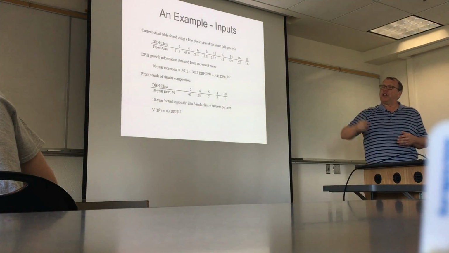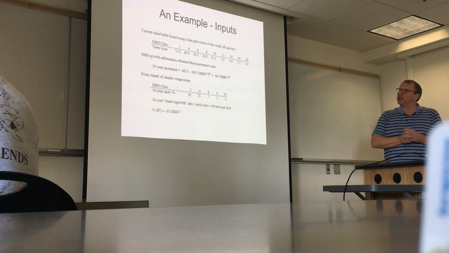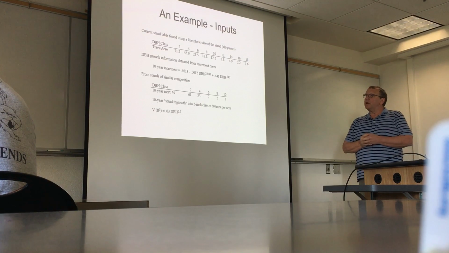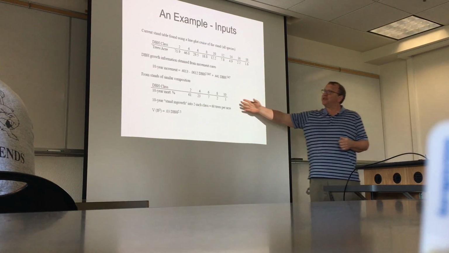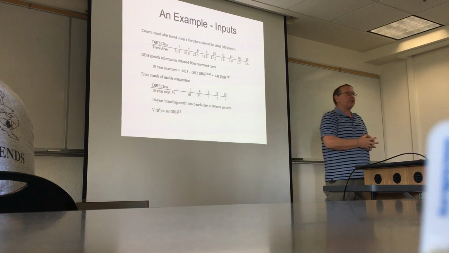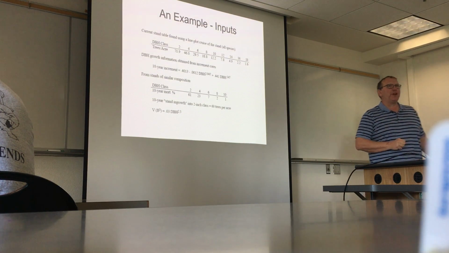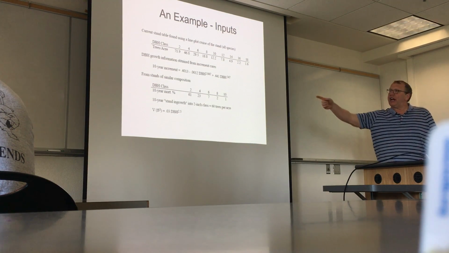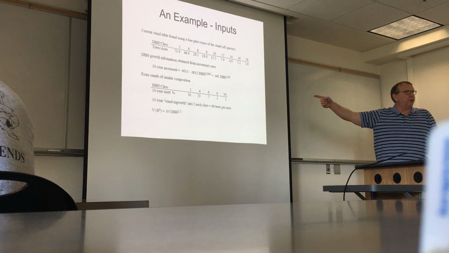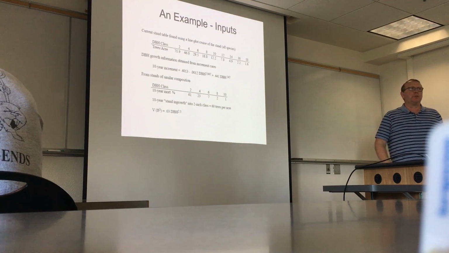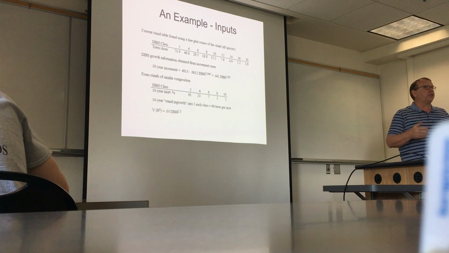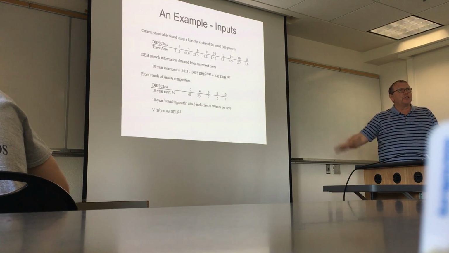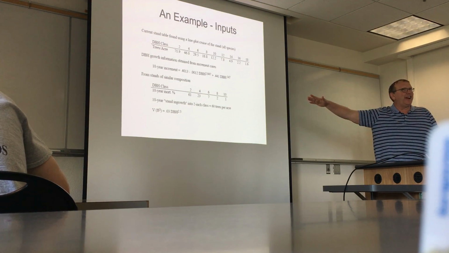10-year DBH increment. I also inferred, from stands of a similar composition, that I would have these mortality rates for 2, 4, 6, 8, and 10-inch trees. Presumably no mortality for trees larger than that. So there's my mortality component.